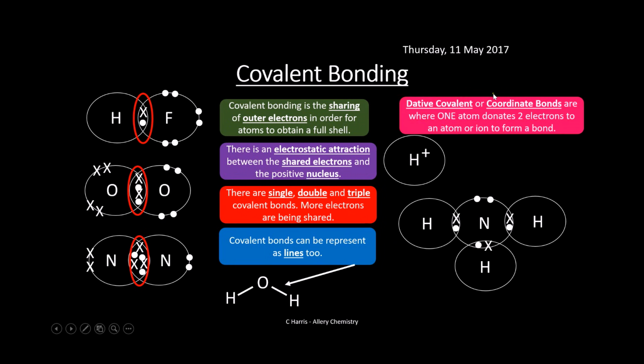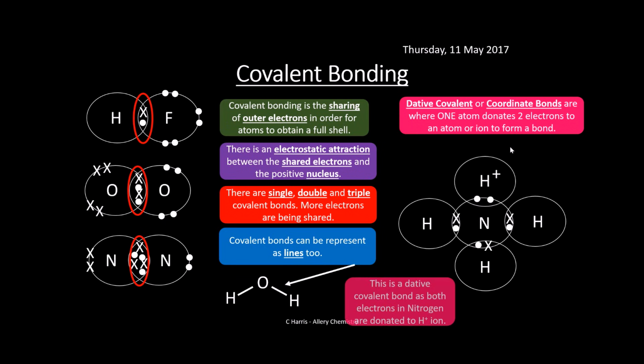Dative covalent or coordinate bonds. This is where one atom donates 2 electrons to an atom or an ion to form a bond. Here's ammonia. Lone pair of electrons on the ammonia. Hydrogen doesn't have any electrons. H plus doesn't have any electrons. So therefore it can't form a traditional covalent bond because it doesn't have any electrons to share. So both the electrons have to come from the nitrogen to the H plus ion.